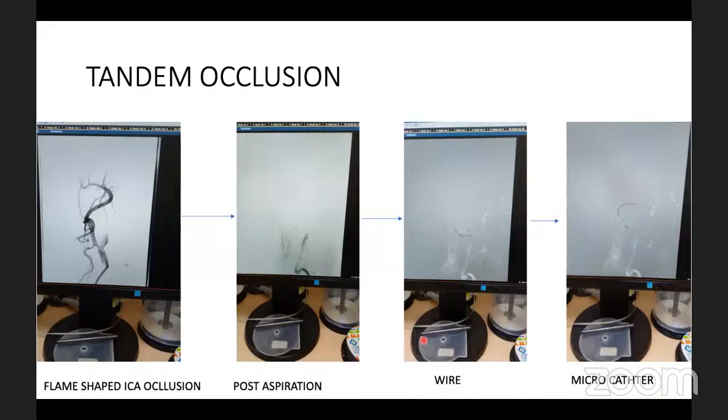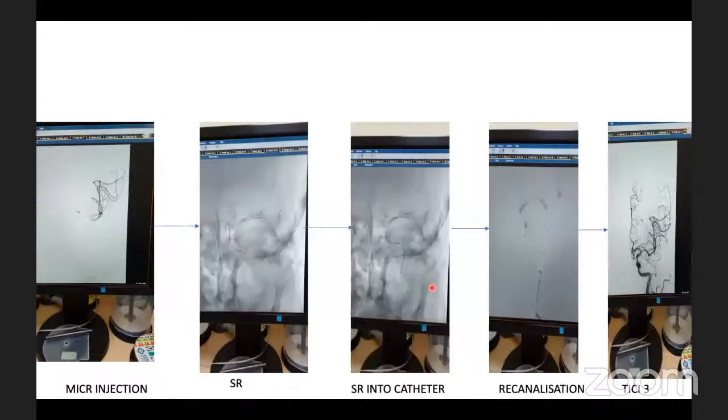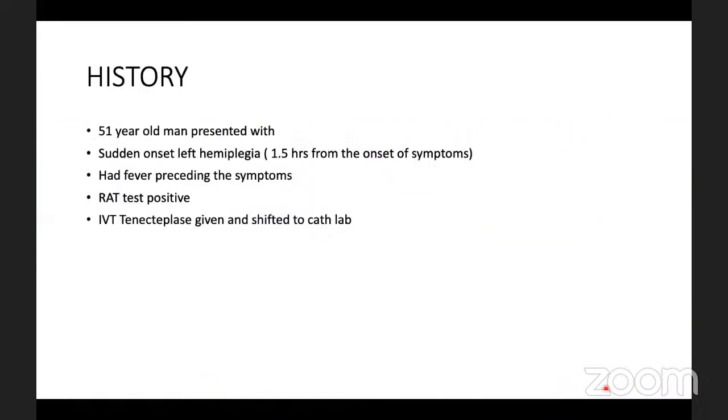Now the wire was crossed across that, and a microcatheter over the wire was crossed across that. A microcatheter injection was again taken. We see the MCA being formed. Then the stent retriever was used because the clot was seen, and it was taken into the catheter, and we achieved a TICI 3 recanalization. So the earlier the patient presents, the better the recanalization. He achieved TICI 3 recanalization in the first pass only, despite having a tandem occlusion.